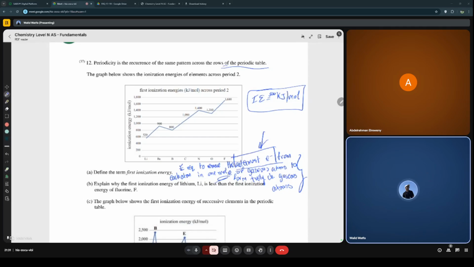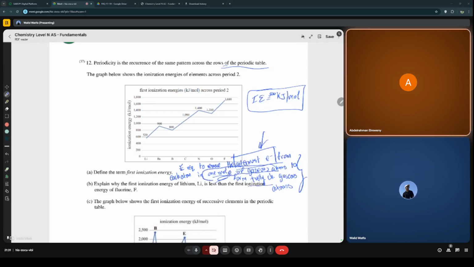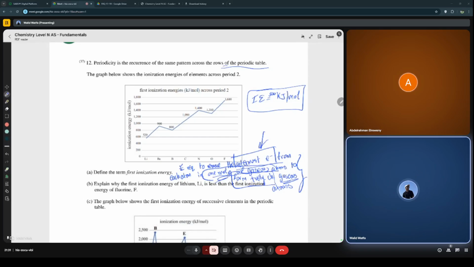They're looking for 1 mole of gaseous atoms, and they're looking for this to form positively charged ions. I'm telling you, I'll cut my hand off into 3 pieces if people won't get deducted marks for not saying gaseous. Of course they're going to get deducted if they don't say gaseous. Okay?